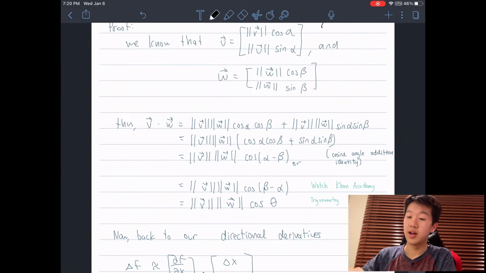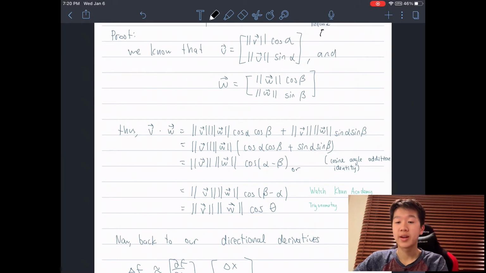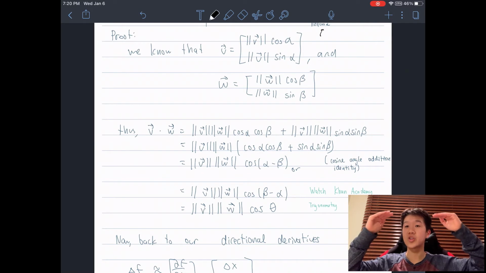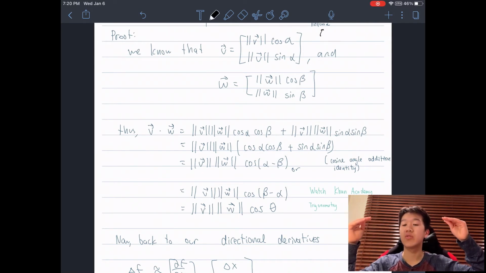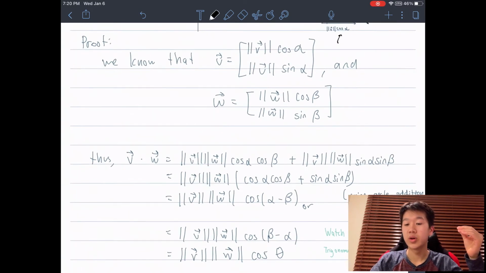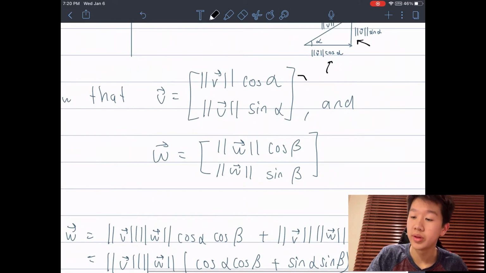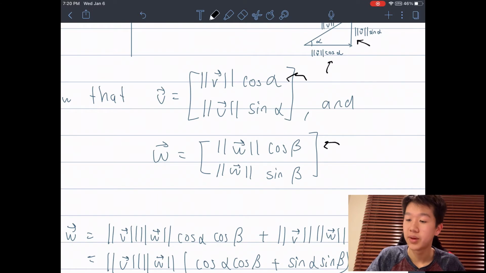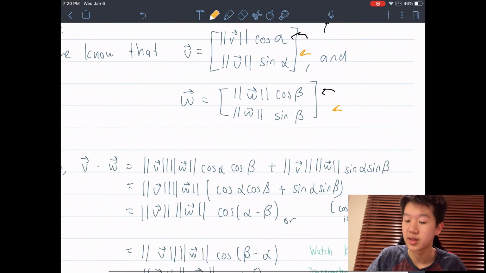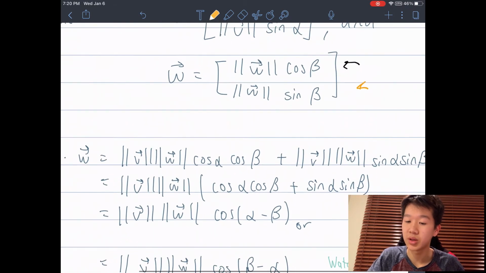So I'm just now going to expand our dot product. We know that the dot product is multiplying each entry with the matching entry from the other vector. So we have that v dotted with w is equal to this part times this, plus this part times this. And as you can see, this is written down below.